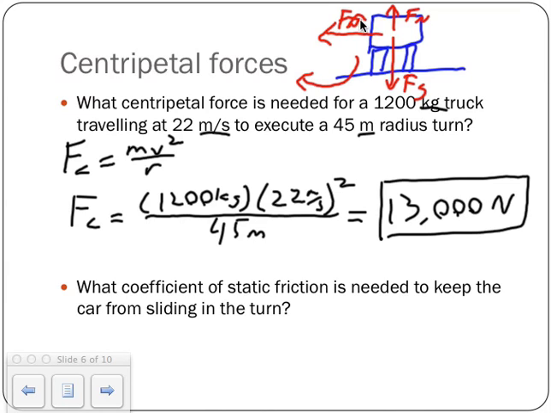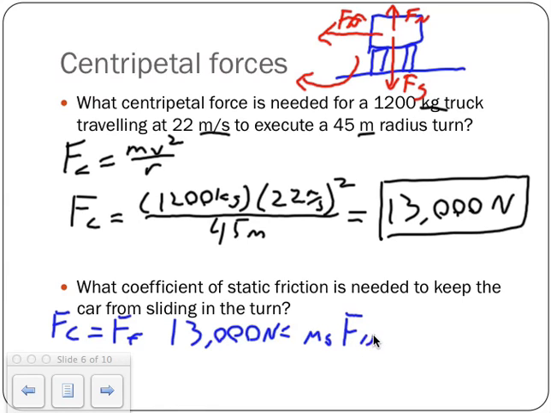So that means that our centripetal force, Fc, would have to be equal to the frictional force in this particular case. Well, we already know what Fc is. It's 13,000 newtons, which is going to be equal to the frictional force. Frictional force is equal to, in this case, since this truck is not sliding across the road, mu-s, the static friction, times the normal force. And so that's what we have right there.